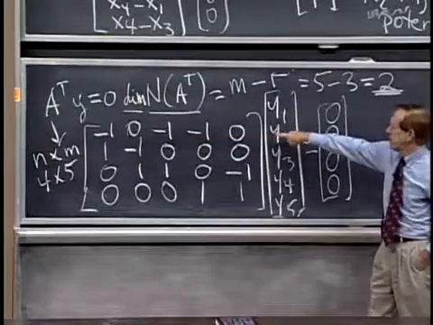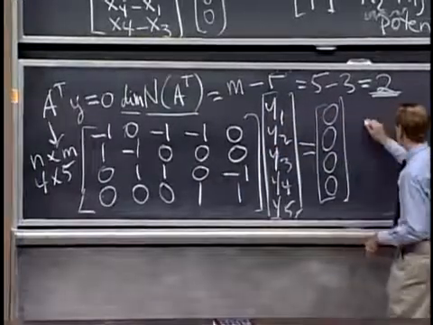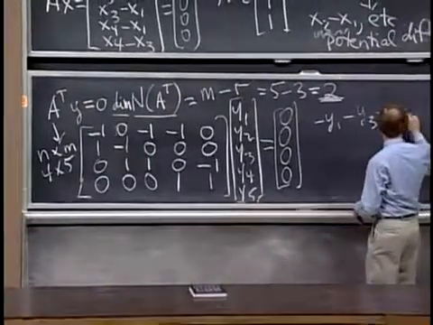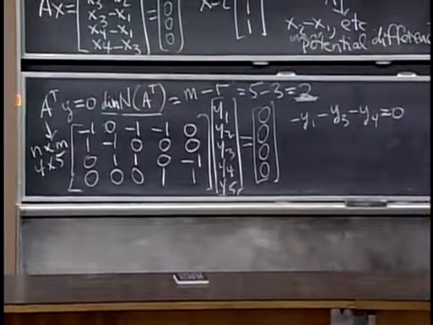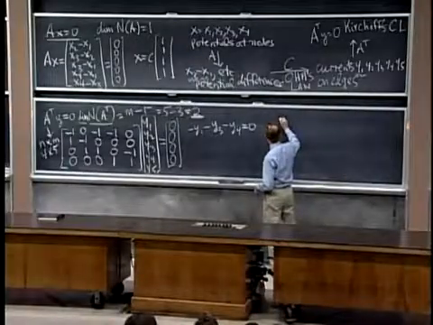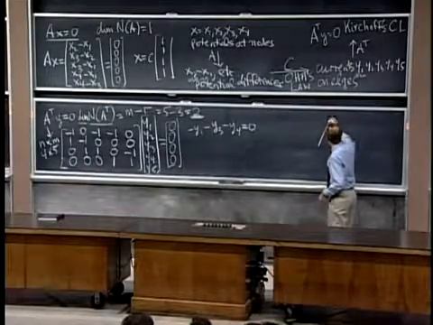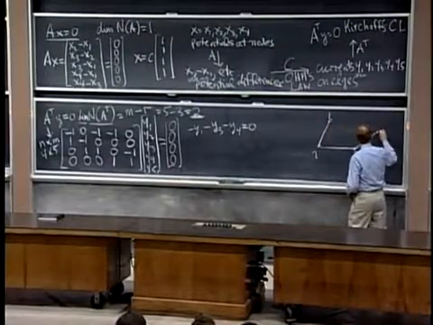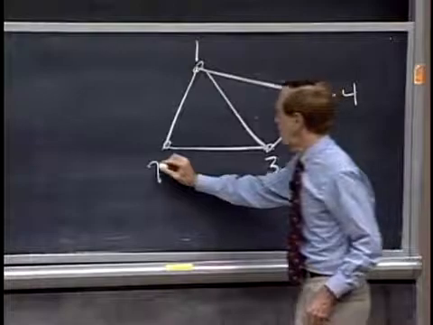Say in the first row of A transpose, the first row says minus Y1 minus Y3 minus Y4 is 0. Where did that equation come from? I'll redraw the graph so that we see again there was node 1, node 2, node 3, node 4 off here. That was our graph. We had currents on those.